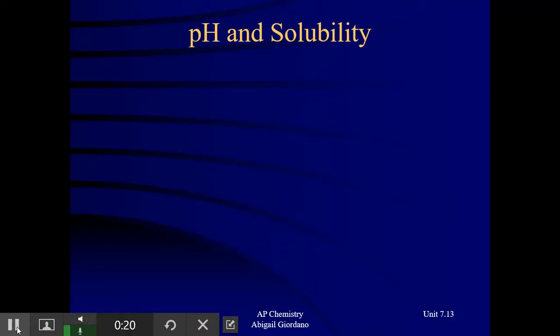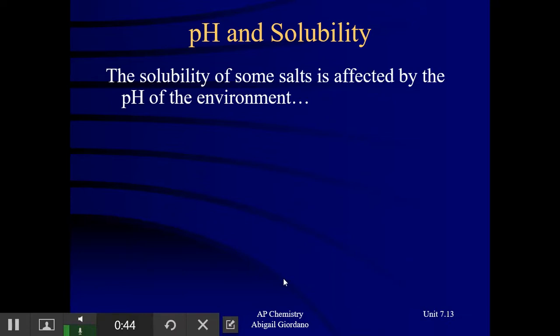All right, so the last few lessons in Unit 7, we have been looking a lot at the dissolution process, the dissolving process of slightly soluble salts. So we've been talking a lot about solubility and looking at Ksp values, and we're going to bring in the concept of pH here. And the thing is that some salts, not all, but some salts, their solubility is affected by the pH of the environment.